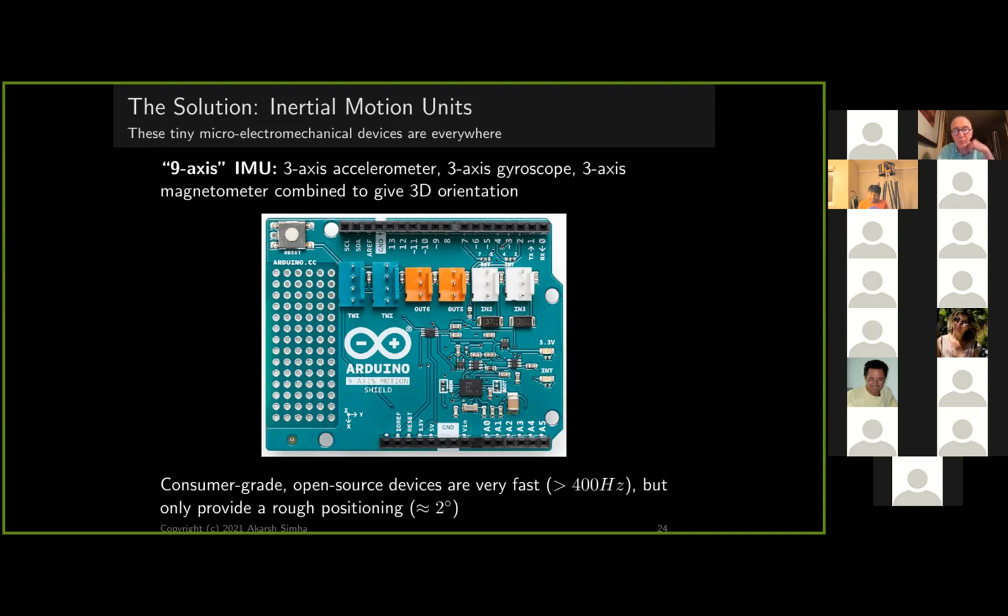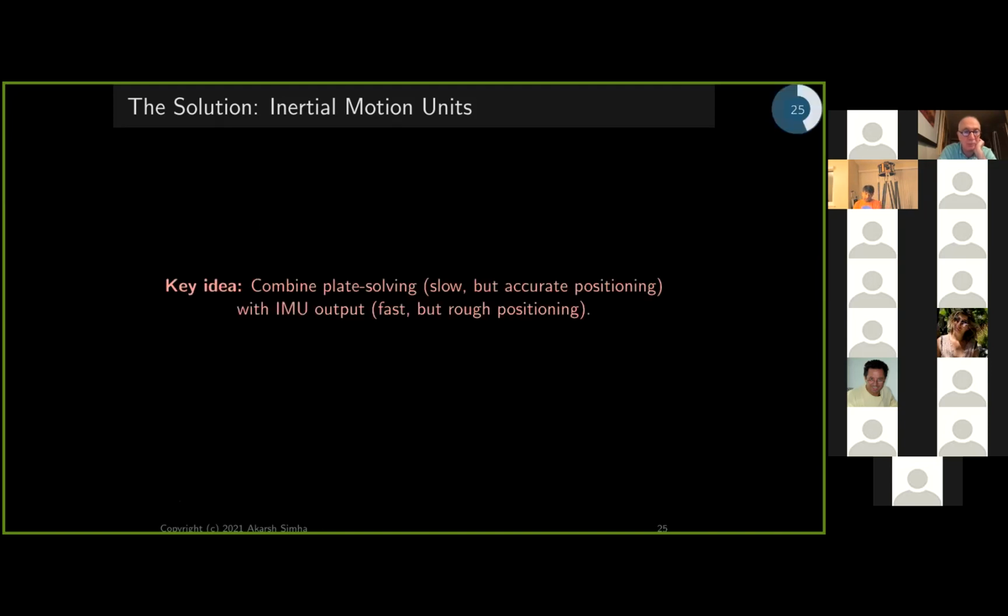I can combine it with plate solving and get something that is accurate and fast, because the fast comes from the IMUs and the accurate comes from the plate solving, right? So that's what I'm trying to do here. Yeah, so I already mentioned that combine plate solving, which is slow but accurate positioning, with IMU output, which is fast but rough positioning, right?